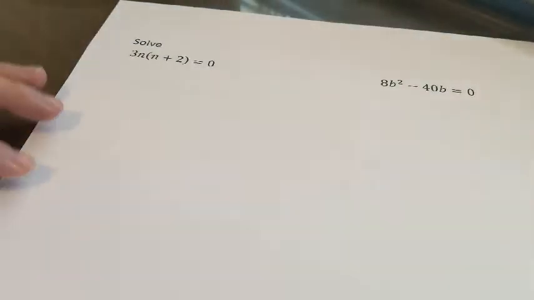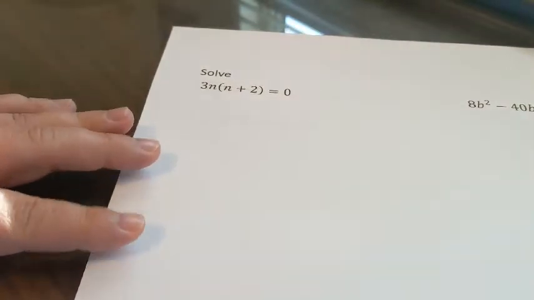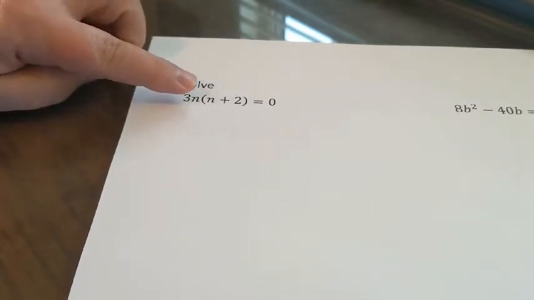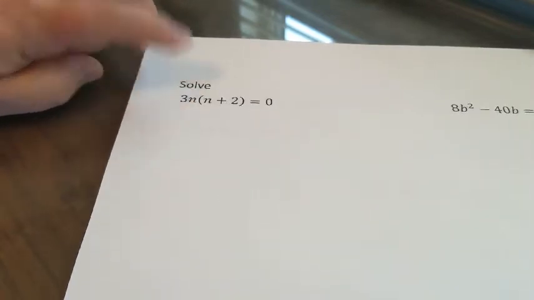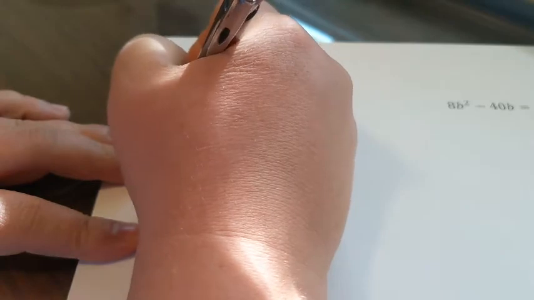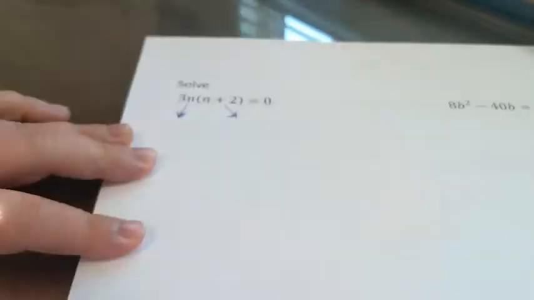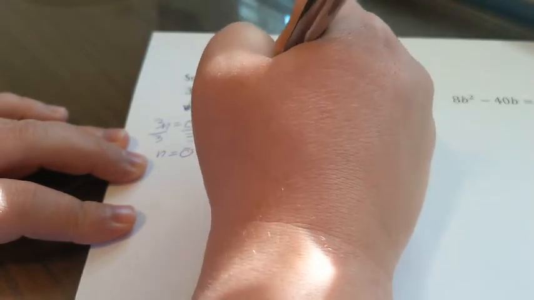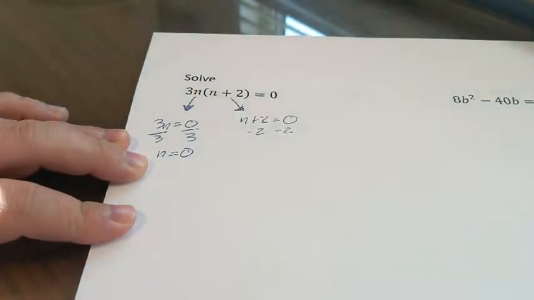Now we have other ones that just have different things we have to do to them. So this one is one thing, the 3n, multiplied by the n plus 2. So we're just going to put this equal to 0 and this equal to 0. So 3n equals 0. If you divide both sides by 3, n still equals 0. Then we have n plus 2 equals 0. Subtract the 2, so n equals negative 2.